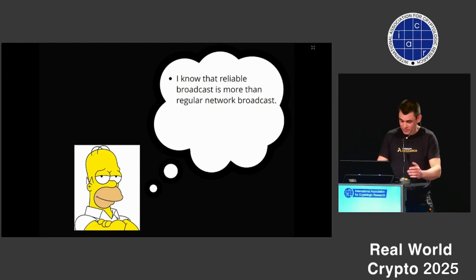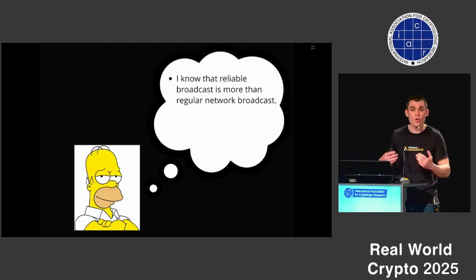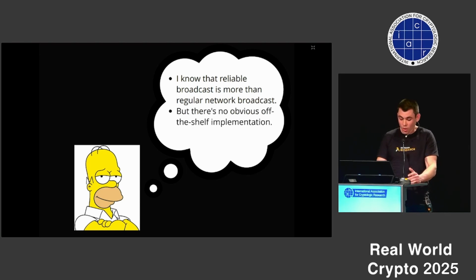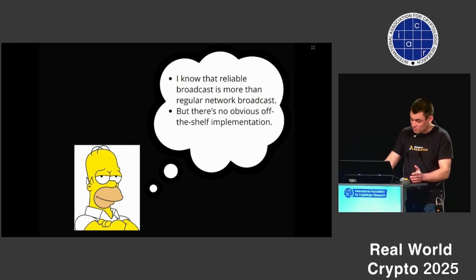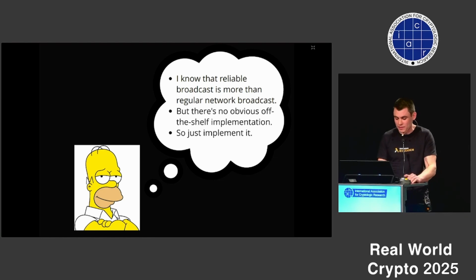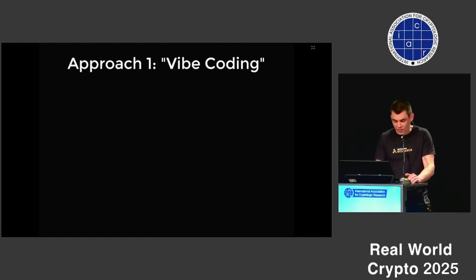The first thing the implementer needs to realize is that reliable broadcast is more than just regular network broadcast, and there is no obvious lightweight or off-the-shelf implementation for such a broadcast, especially one that supports a dishonest majority setting. Okay, so the implementer needs to build a broadcast protocol themselves. So first attempt, vibe coding.